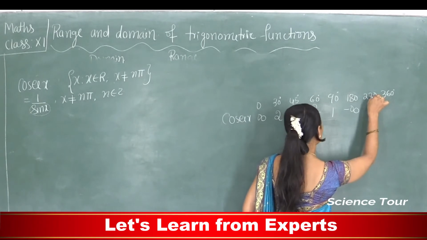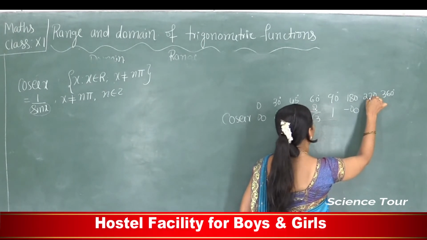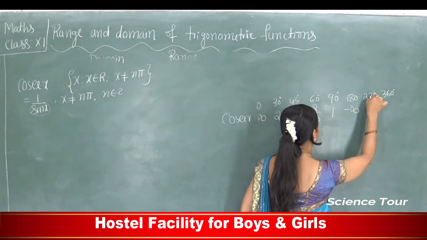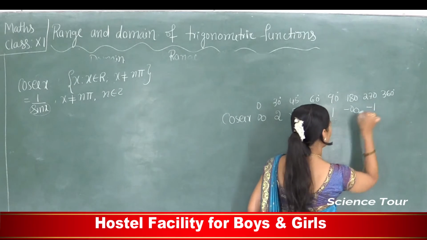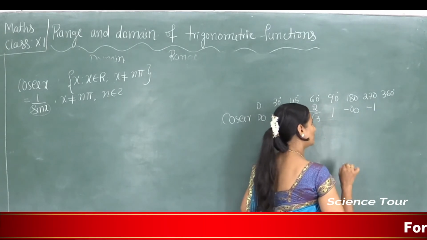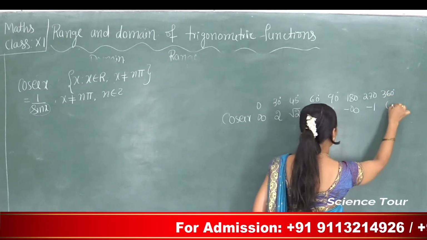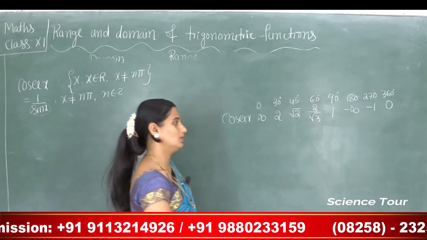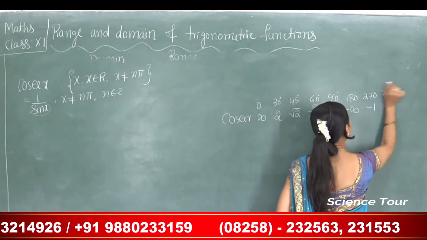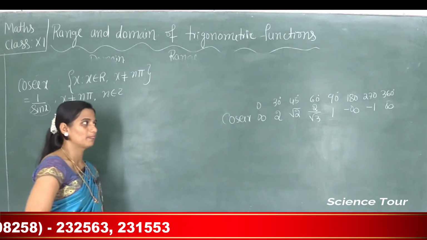What is 270? 270 is minus 1. Correct, no? Minus 1, and 360, sorry, 360 is infinity, not 0. Right? These are the values of the cosecant x table.